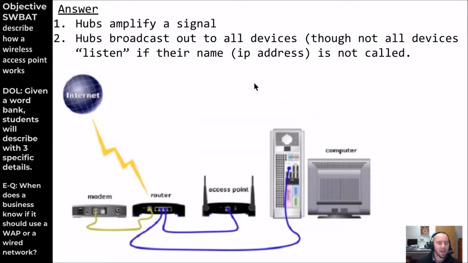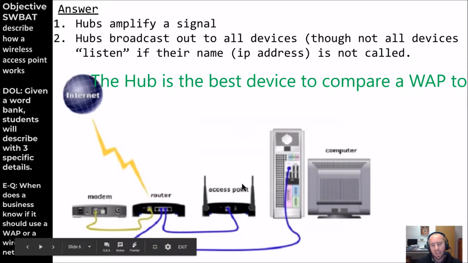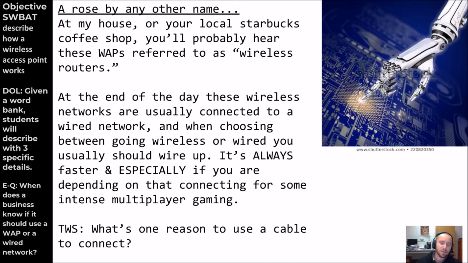The answer is a hub amplifies the signal. That's what a wireless access point can do as well. And the second thing a hub does is it broadcasts out to all devices, though not all devices are listening if their name, that is their IP address, isn't called. So more than a modem or a router or a switch, an access point is similar to a hub in that way. So I title this A Rose by Any Other Name.